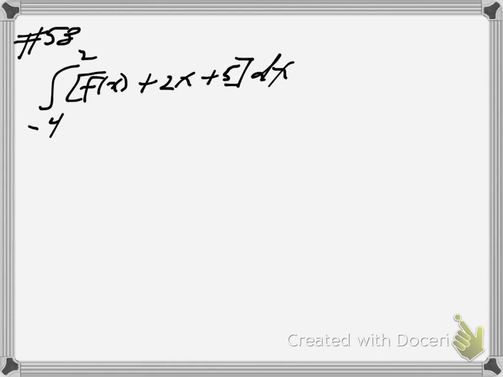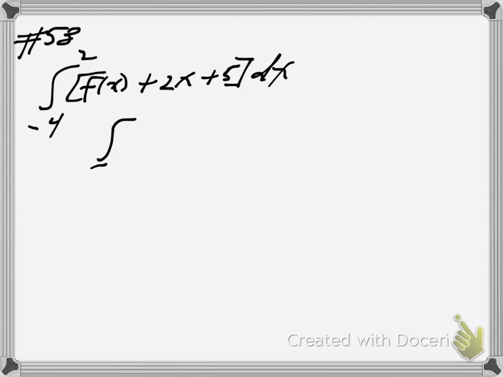So the total area would be -3. A would be -3, B would be +3, C would be -3. If you add all that together, you'll end up with the integral of f of x. The area under the curve for f of x is -3. Okay, that's the first part of the problem.